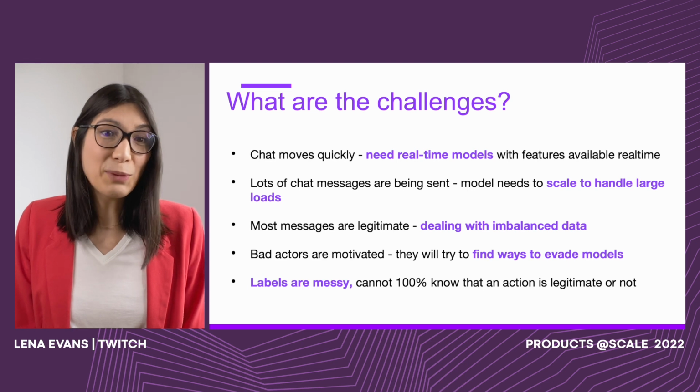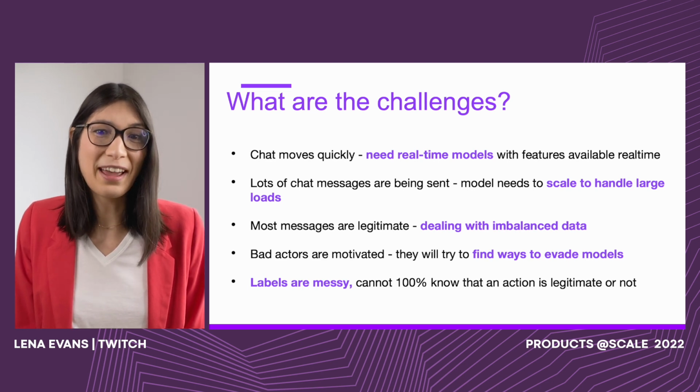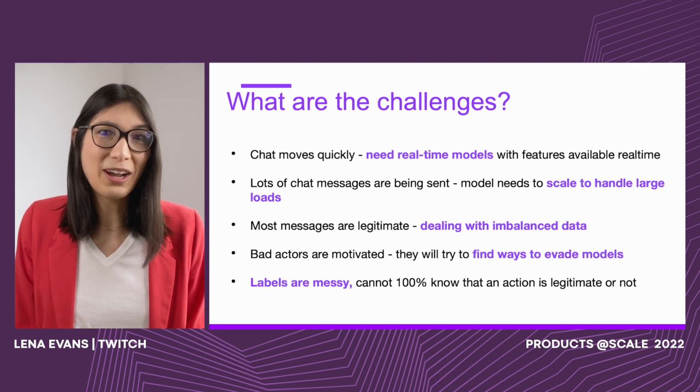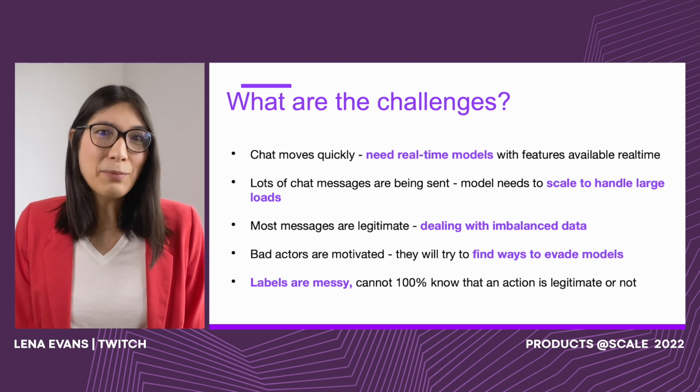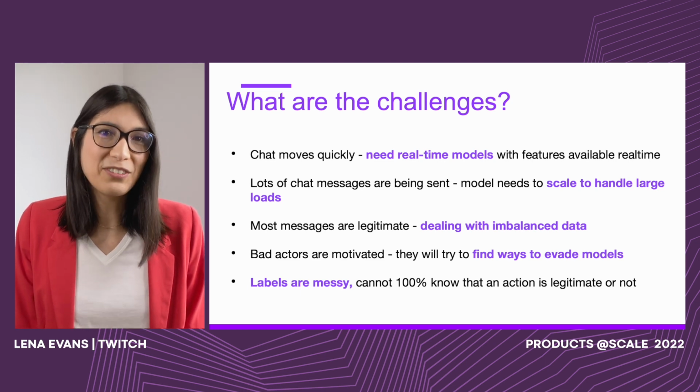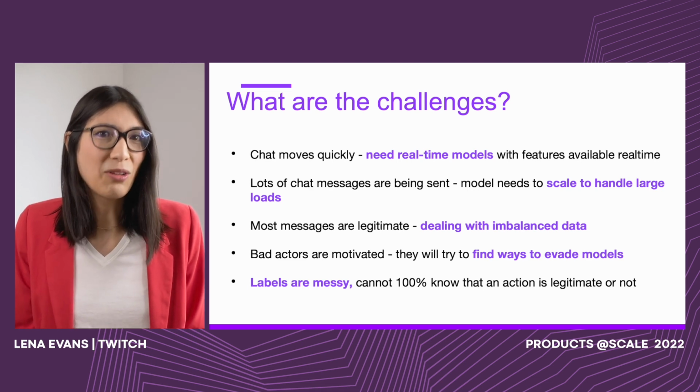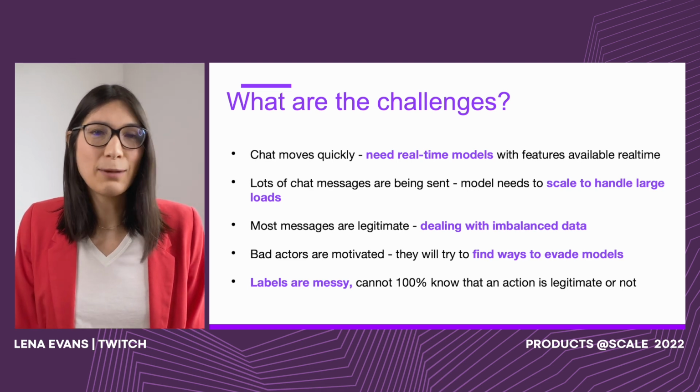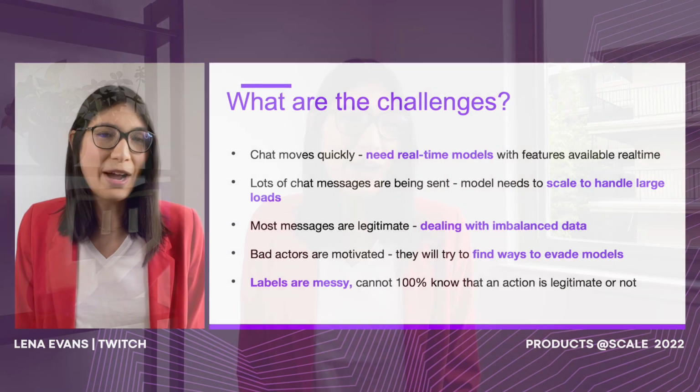And finally, our labels are messy. We can't know 100% whether an action is legitimate or not. Like I said, a random message that we take, it's probably going to be legitimate, but we have to do better than that a lot of times for modeling. And so we have to come up with models and heuristics to identify good and bad populations to actually do our modeling. So now Shiming is going to talk about how we build ML Infra to address some of these challenges.